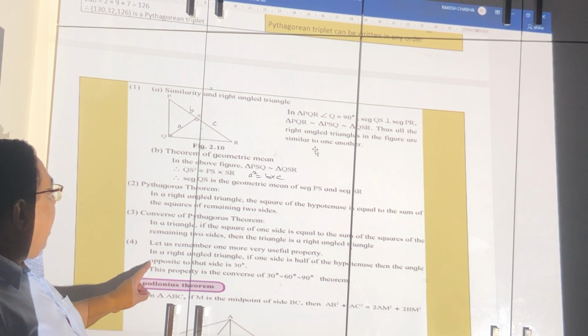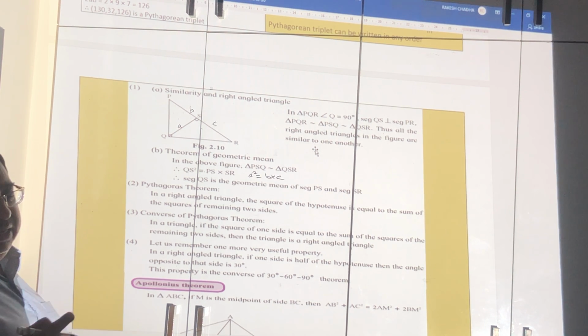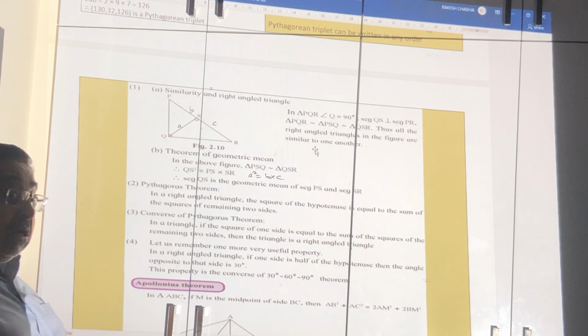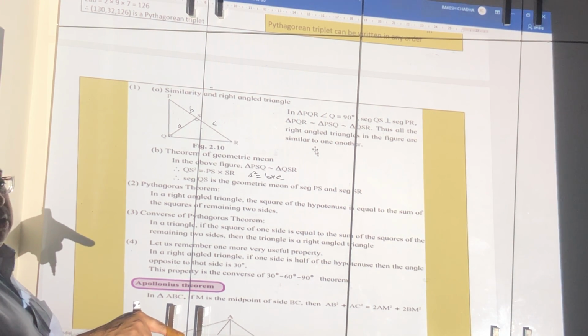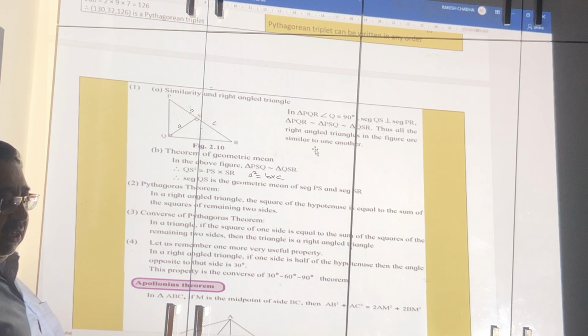If 3 numbers are such that the square of the biggest number is equal to the sum of the squares of the other 2 numbers, then it is a Pythagoras right angle triangle. And we have seen 30, 60, 90. The side opposite 30 is half of the hypotenuse. The converse is also true. If the side opposite some angle is half of the hypotenuse, that angle is 30 degrees.